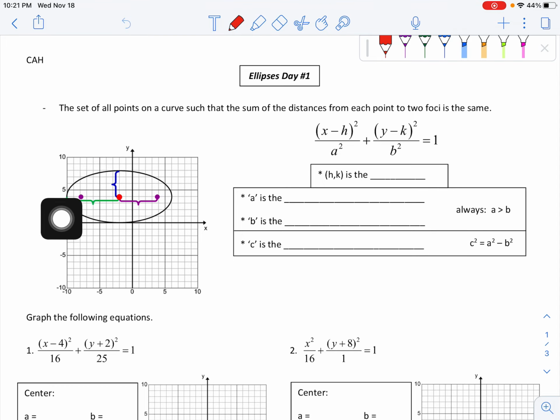The ellipse can either be elongated horizontally or it can be elongated vertically. And that's all going to be dependent on which one of your denominators is the larger value. So a couple things to notice. First thing, (h, k) is the center. Okay, and that's that little red point right here. That is our center.